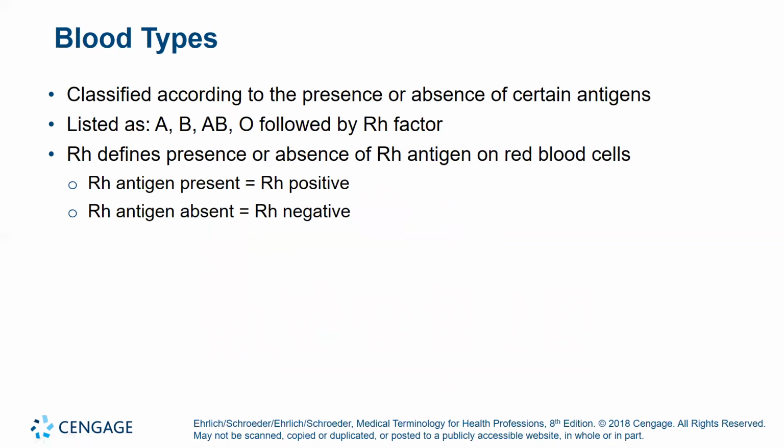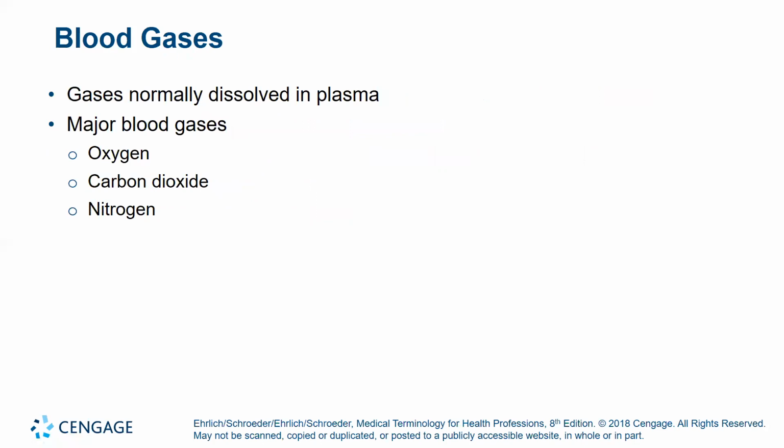Let's take a look at blood types. They're classified according to the presence or absence of certain antigens. So they're listed as A, B, AB, or O, followed by the Rh factor. Rh defines the presence or absence of the Rh antigen on red blood cells. So you can have an Rh antigen present, which is Rh positive, or it could be absent, which would be Rh negative. About 85% of Americans have the Rh antigen, and these individuals are described as being Rh positive. The remaining 15% do not have the Rh antigen and are described as Rh negative.